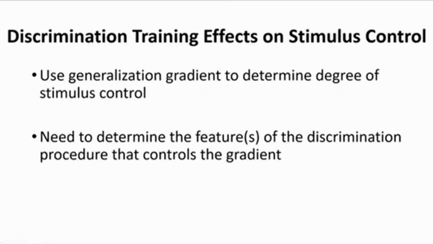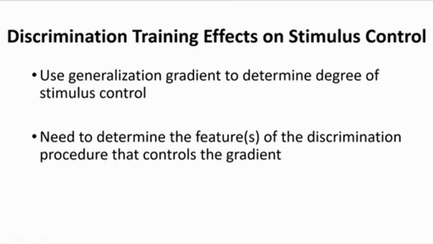So we know that if you are discriminating, you're showing stimulus control. And we can use discrimination training and different kinds of discrimination training to affect the amount of stimulus control. So once we understand what it is that we're learning, we can play around with our training setups to make sure that we're learning what we want to learn. And we can use our generalization gradient to determine the degree of stimulus control, or how much we've learned.